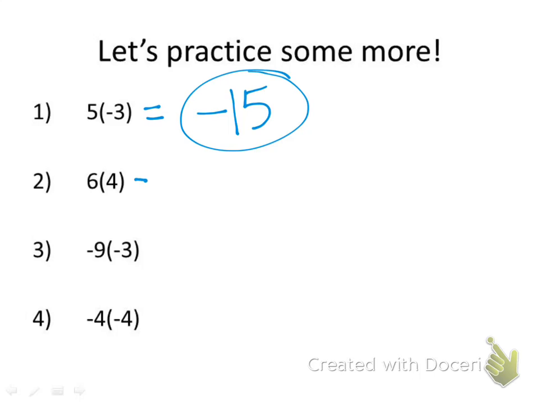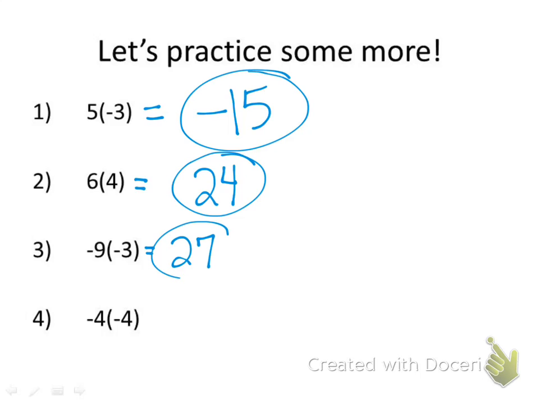Very good. Next one, what is 6 times 4? 24. Both positive, so my answer is positive. Those are usually pretty simple. The next, negative 9 times negative 3. So a negative times a negative is a positive, right? Positive, okay. And then what would that give us? 27, good. And then last, a negative times a negative is positive, and then 4 times 4 is 16, very good.